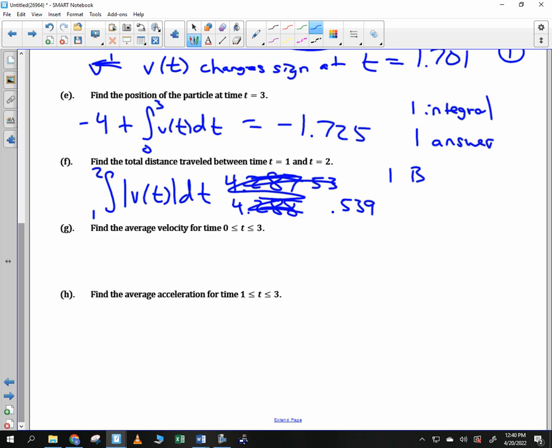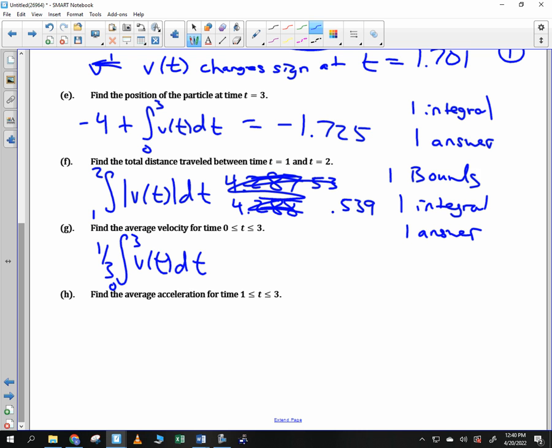So we've got 1 point for bounds, 1 point for the integral, and 1 point for the answer. Find the average velocity. I need the integral of 1 over 3 from 0 to 3 of v of t dt. And that is 0.758. So 1 point for the integral, knowing it's 1/3 integral, and then 1 point for the answer.